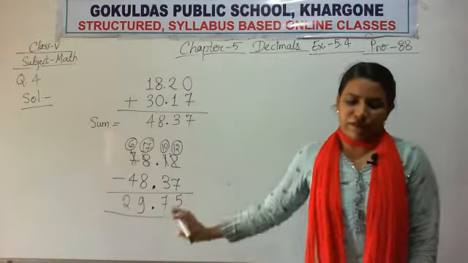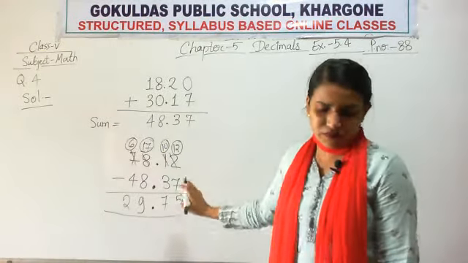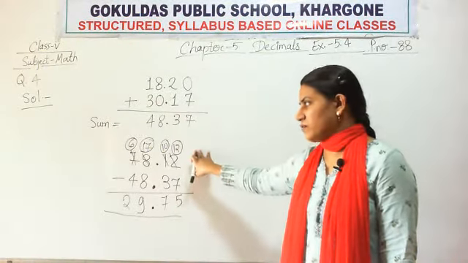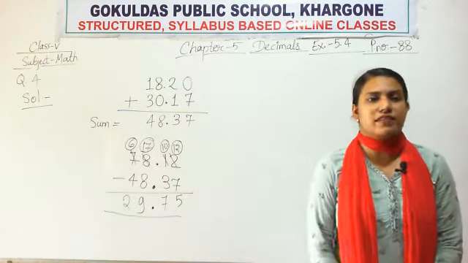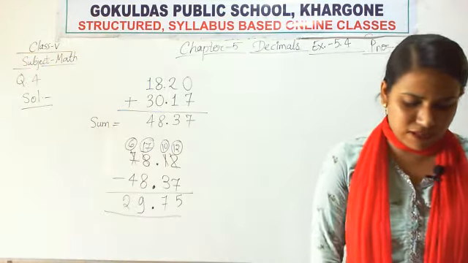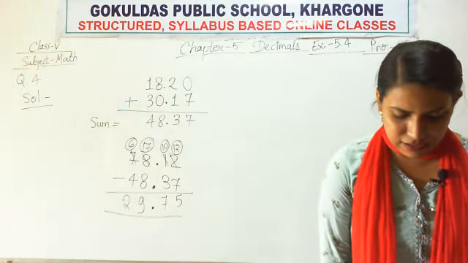So when we subtract the sum from 78.12, our result is 29.75. 29.75 is our result.